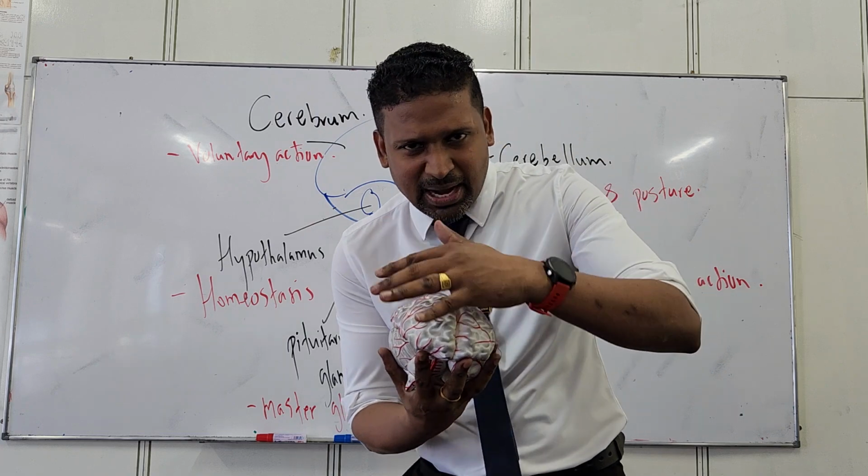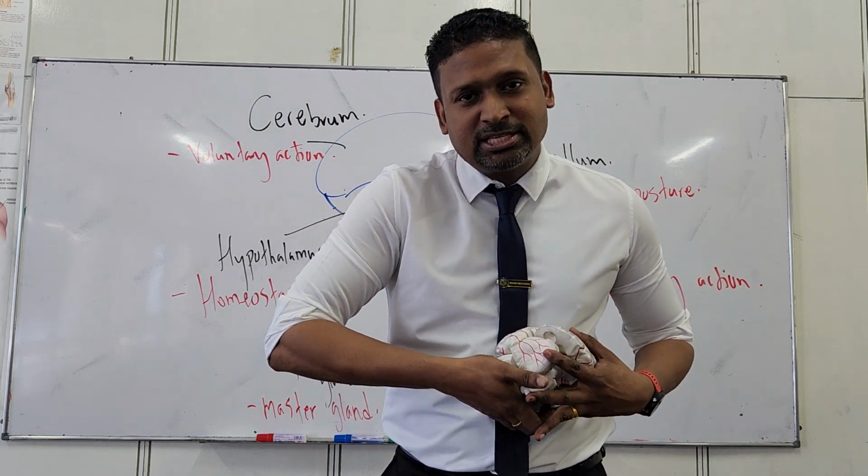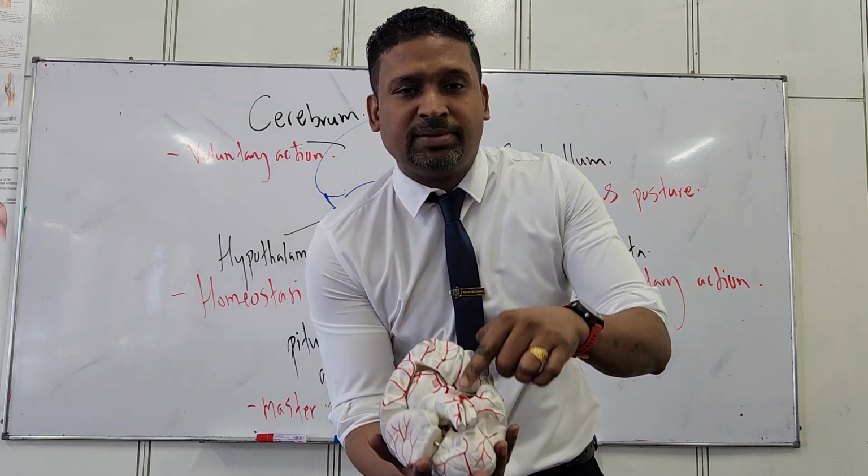The largest part, cerebrum. Cerebellum is the cauliflower-like structure at the back. Medulla oblongata is the structure in front here.